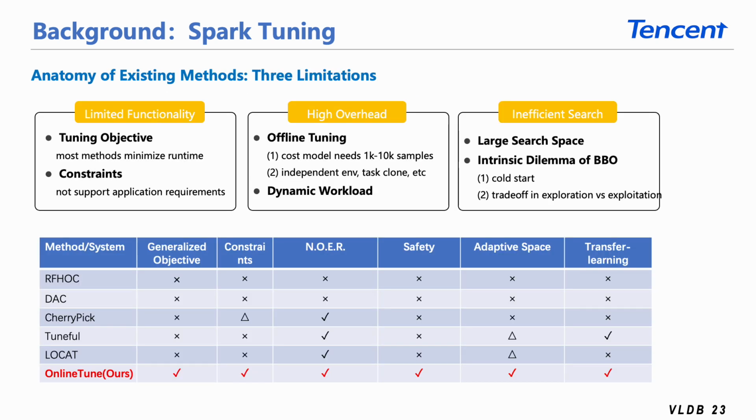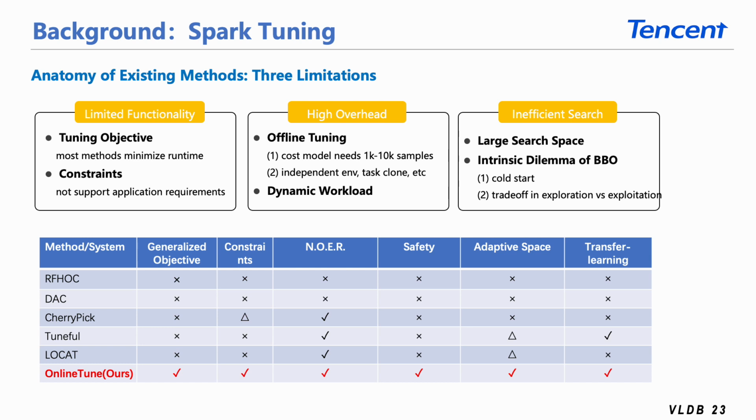During our attempts to apply these methods in real-world tuning tasks, we realized three limitations. The first one is limited functionality. Lots of methods are designed to minimize the execution time, that is, finding the fastest configuration. However, the goal in many scenarios involves the execution cost, that is, the cheapest configuration. In addition, the tuning result should satisfy some application requirements.